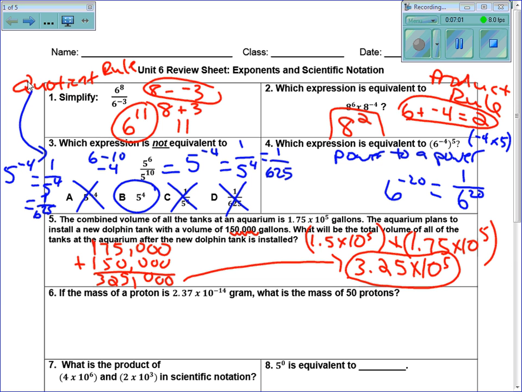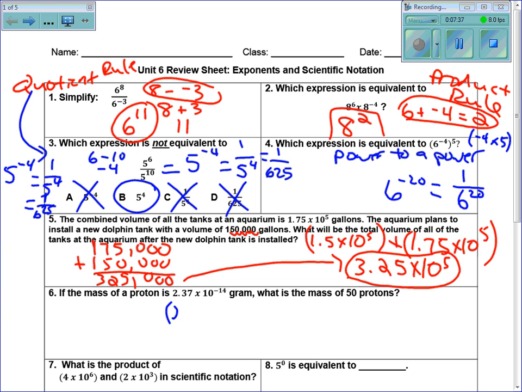Number 6, if the mass of a proton is 2.37 times 10 to the negative 14th gram, what is the mass of 50 protons? Well, if you know the mass of 1, then how do you find the mass of 50? What operation? Multiplication. If you have trouble with word problems because they're giving you the numbers in scientific notation, just think of the numbers in an easier form first. So if the mass of a proton is 2 grams, what's the mass of 50? Oh, obviously that's 100. You guys are really quick at that. So that tells me that I'm doing multiplication.